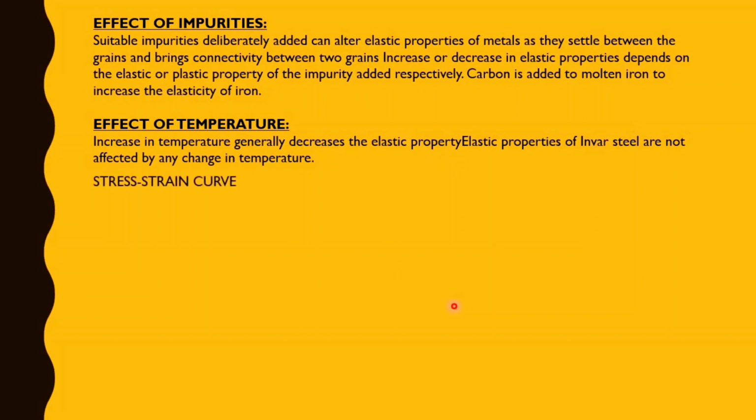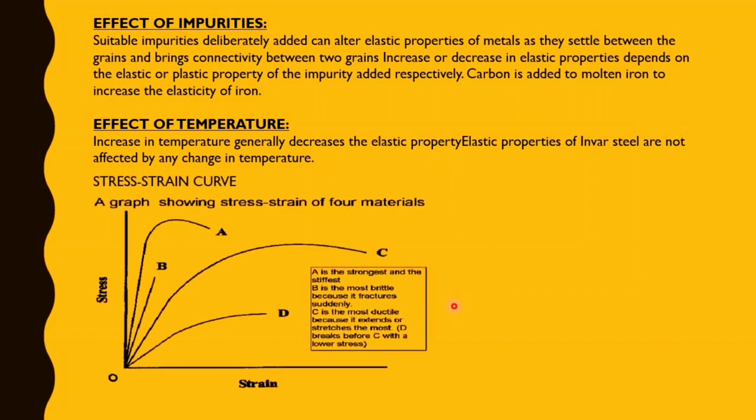Now we will see the stress strain curve. You can see a graph showing stress strain of four materials. The simple thing you need to know is that C stretches more. That means this is the most ductile one because it extends or stretches the most. But D is also ductile, though less than C, because it breaks after a certain point which is less than C.